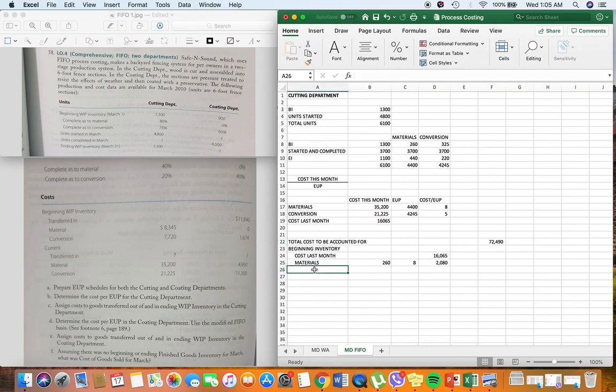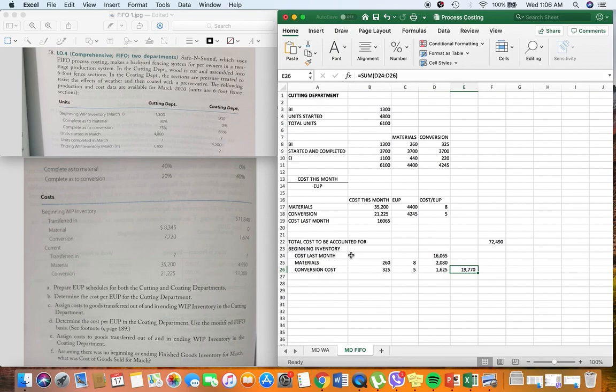Yan. And then, syempre, lastly, we have our conversion cost. So, for conversion cost, the EUP for conversion for the beginning inventory units is 325 and 5 yung cost per EUP natin. So, multiply 325 by 5 and we'll get 1,625. So, get the sum of the three. We have 19,770 pesos. This is the cost of the completed beginning inventory units.